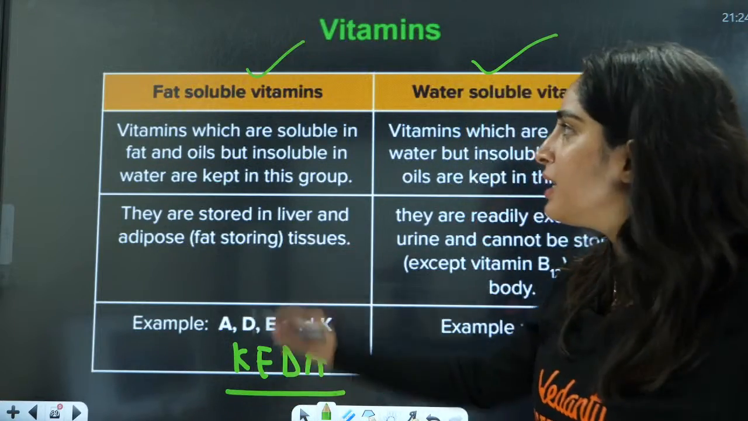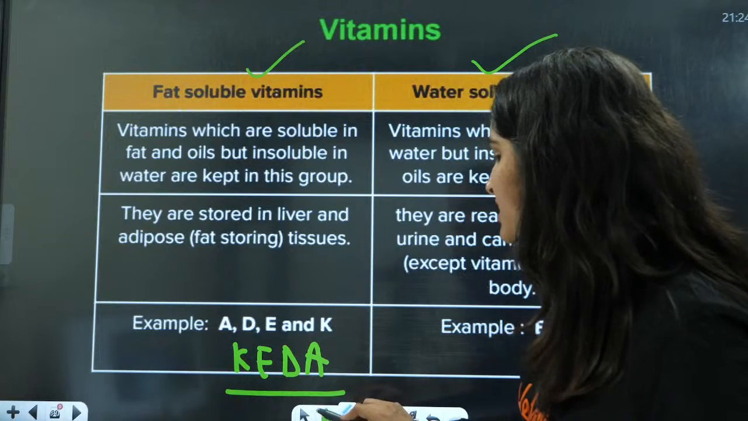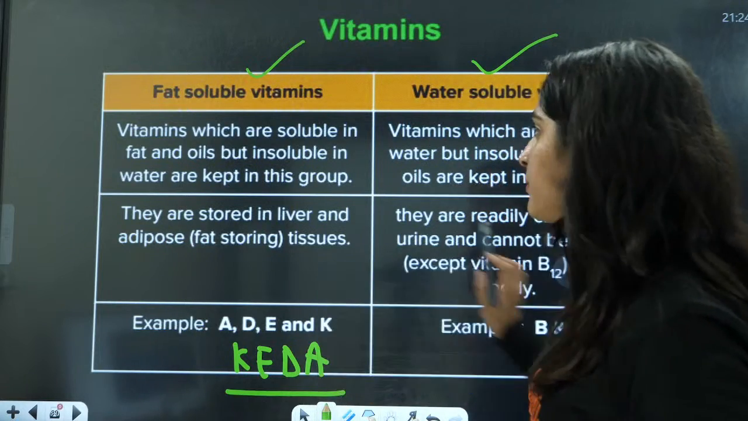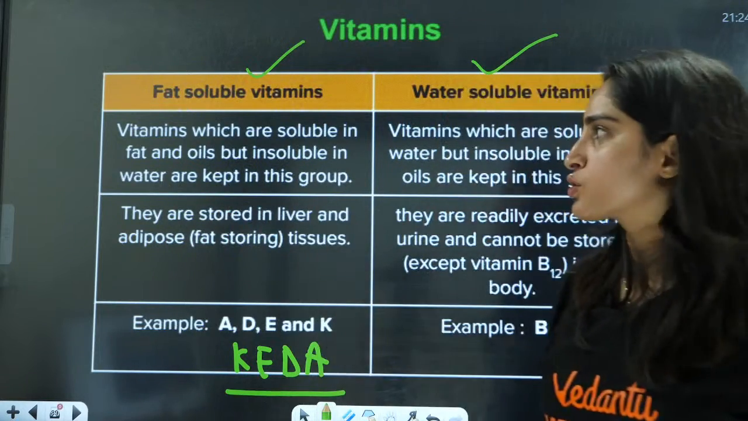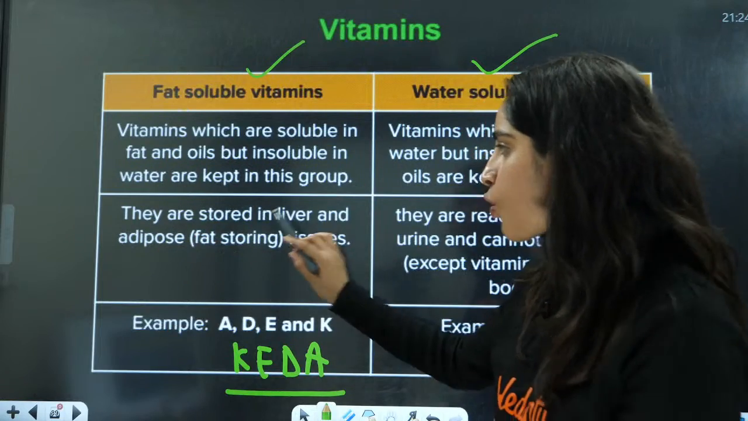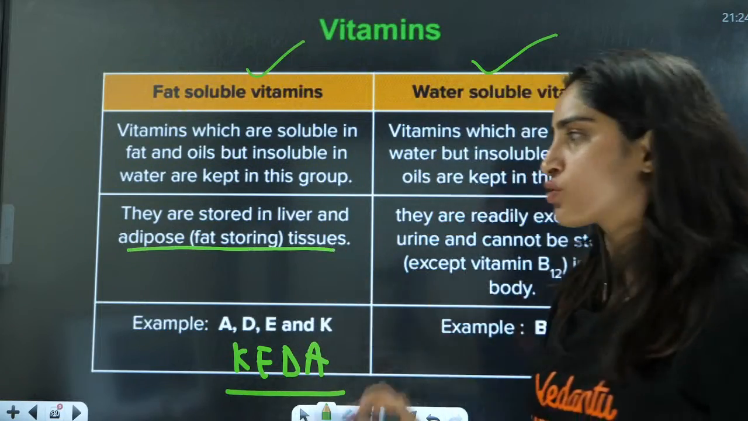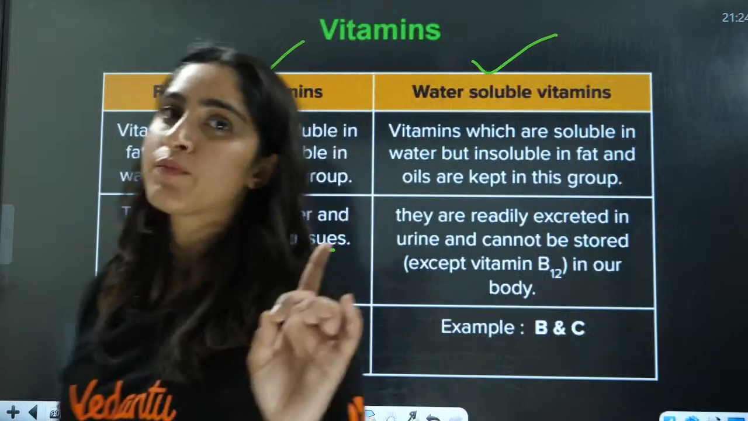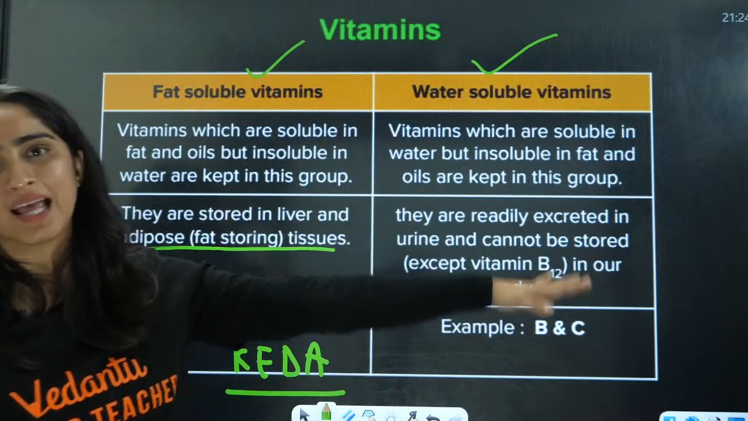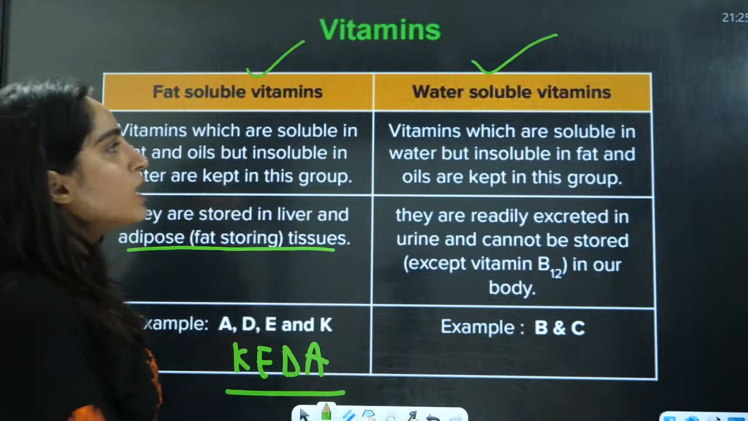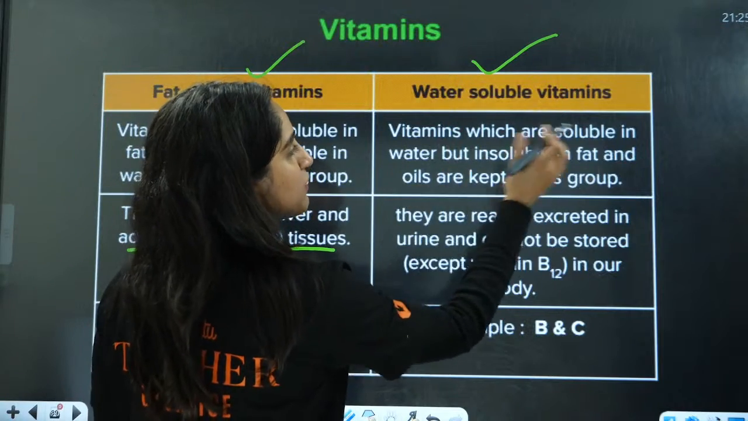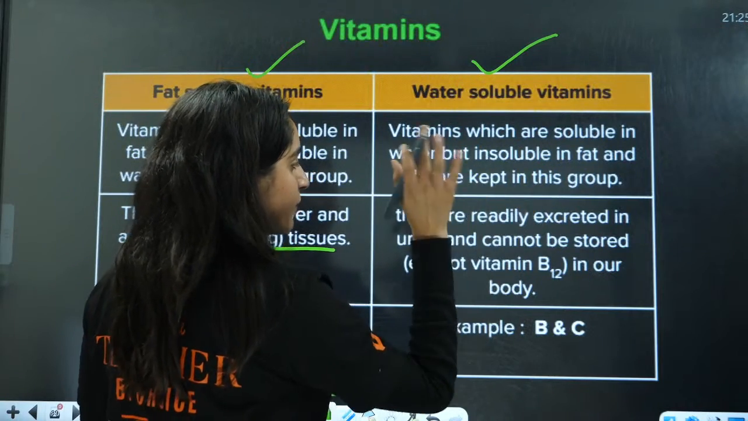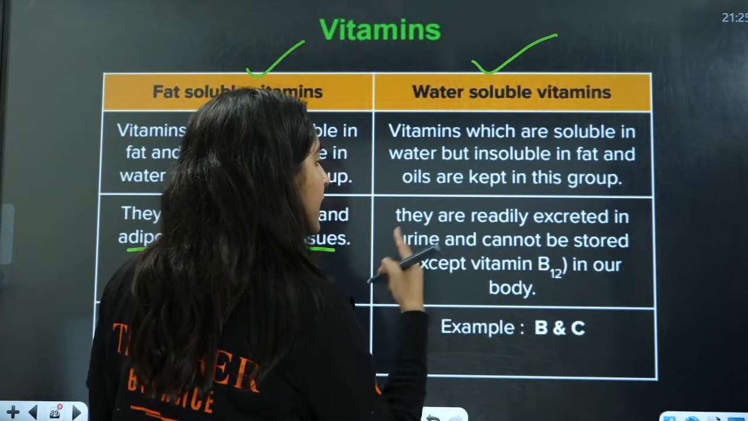KEDA are fat soluble vitamins which are soluble in fats and oils but insoluble in water. They are stored in the liver and adipose fat storing tissues. And what are water soluble? Except for these, everything else is water soluble. Water soluble vitamins are soluble in water but insoluble in fat. They are readily excreted.